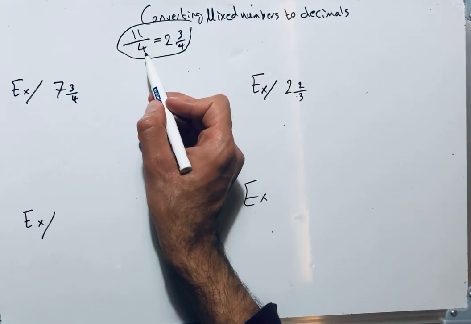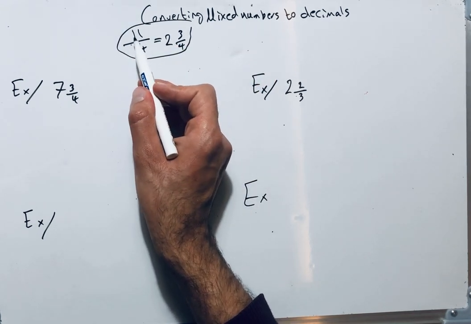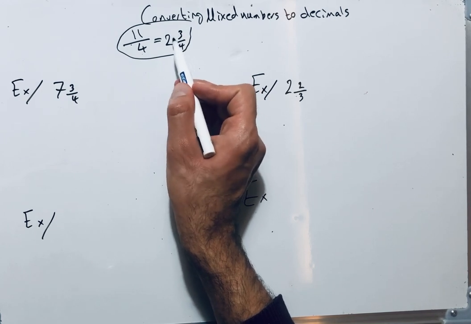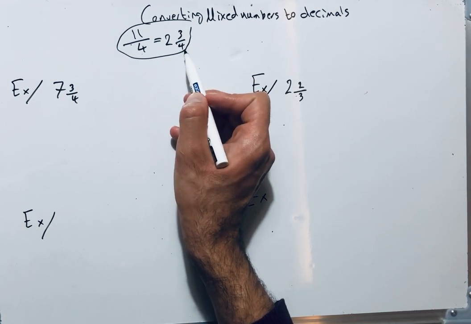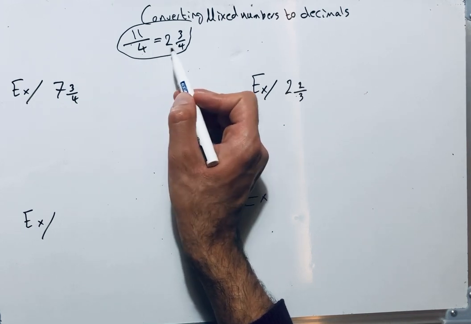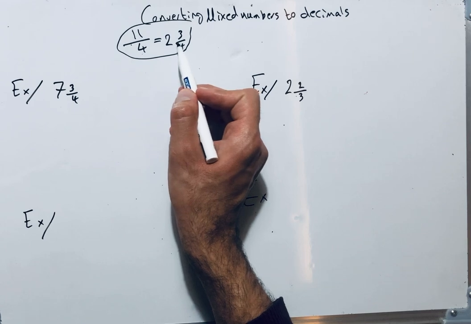So we have 2 complete fours in 11, and also there will be a remainder of the division, which is 3 over 4. So if you have a fraction like this, you can write it this way. This is called a mixed number.